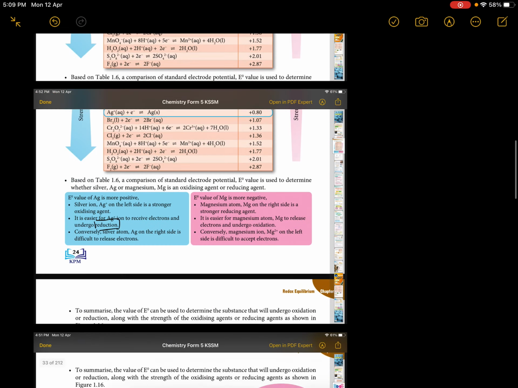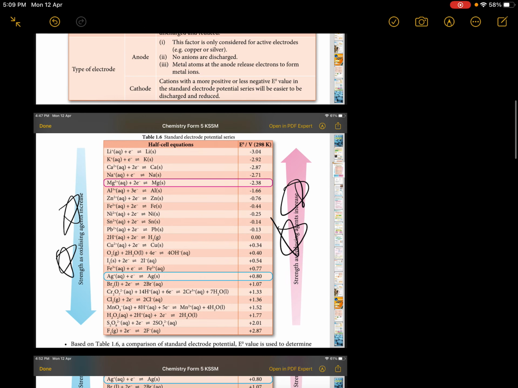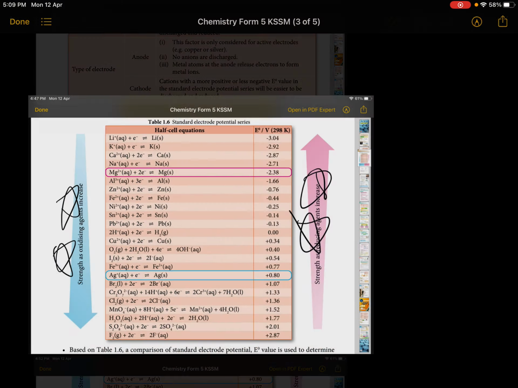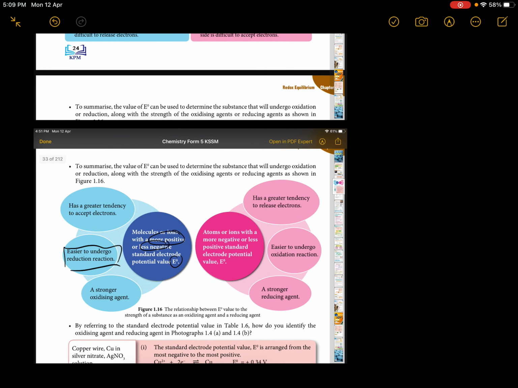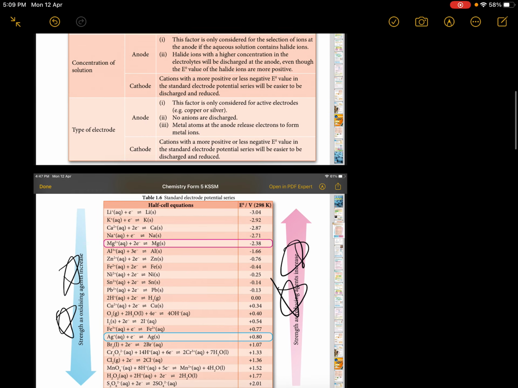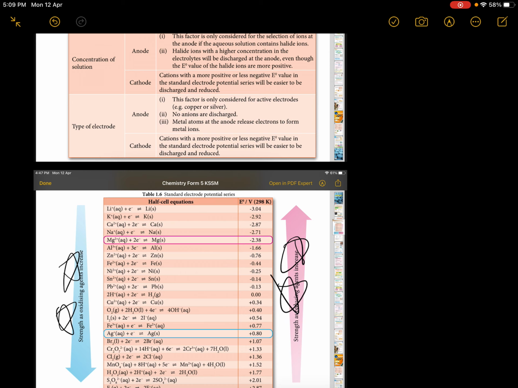I forgot how to go back. Okay, I'm just gonna go out and then go back into here. So wait, let me just remind you again. It has to be more positive or less negative, so it's easier for it to undergo reduction.